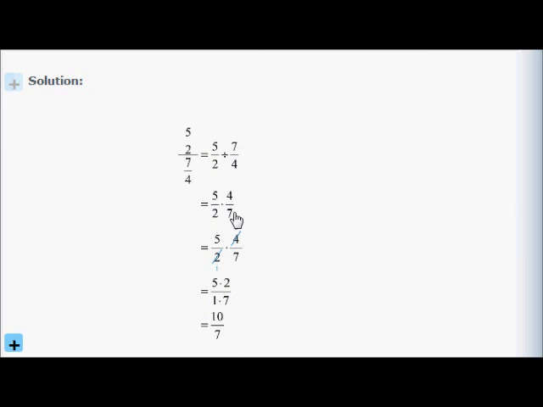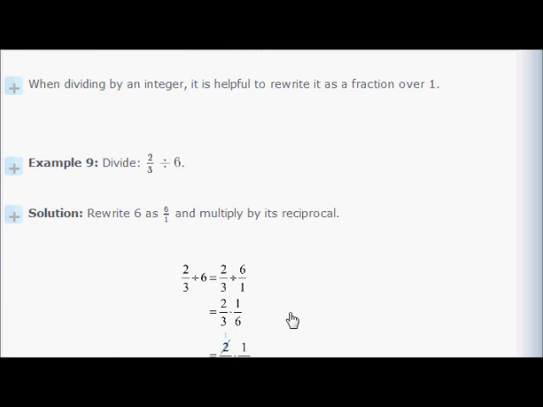When dividing by an integer, remember to rewrite it as a fraction over 1. Okay, because we want to deal with just fractions. 2/3 divided by 6. Well, let's say that 6 is 6 over 1. Okay, because then we can find its reciprocal a lot easier. So, what's the reciprocal of 6 over 1? Well, it's going to be 1 over 6. So, instead of having to divide, we can multiply by the reciprocal. We can do 2/3, which is what we had at the beginning here, times 1/6.